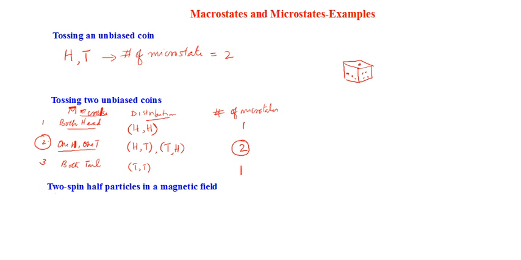Suppose that my system consists of 2 spin half particles kept in a magnetic field. I'm making it very clear: 2 spin half particles kept in a magnetic field. You know what spin half particles are? You have learned about the property known as spin. Spin means spin magnetic moment.